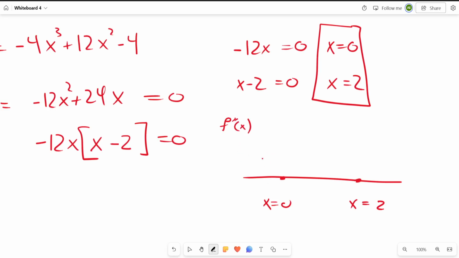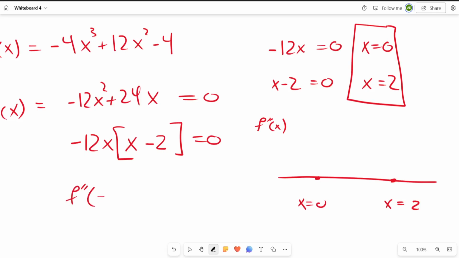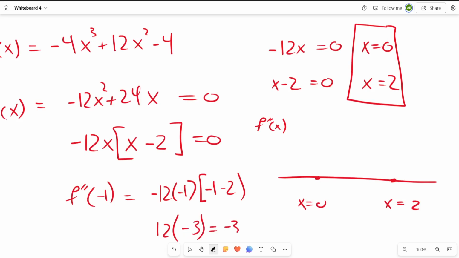So let's start by testing an x in this interval. So let's say x is -1. So f double dash of -1 is going to equal -12 times -1 times -1 minus 2. So this is going to be +12 times -3, which is -36. So over here it's a negative value of f double dash of x, it's less than 0. So it's concave down over here.